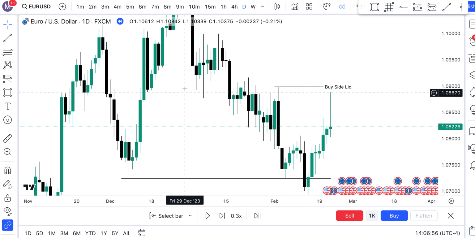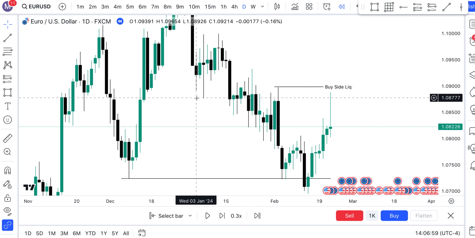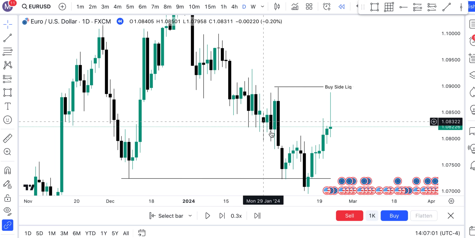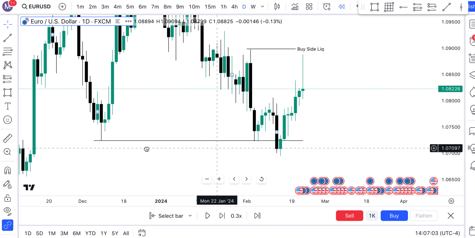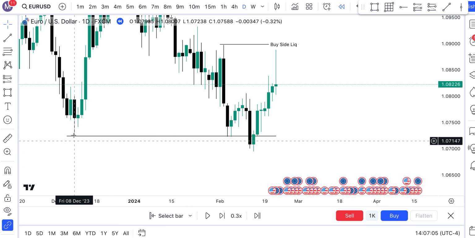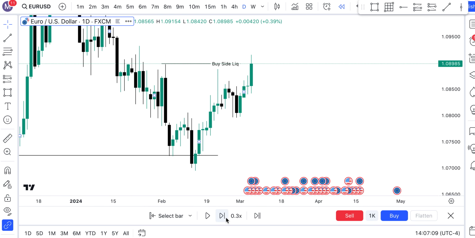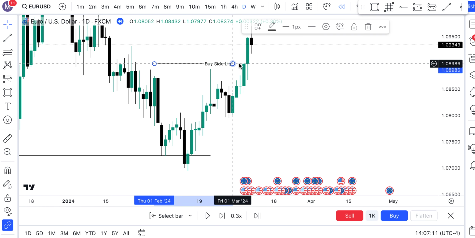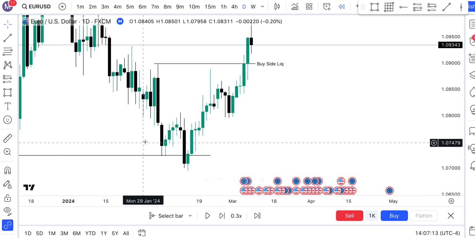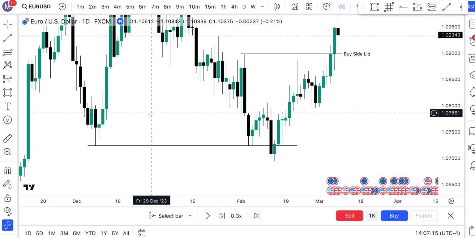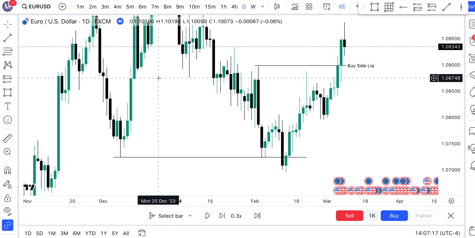We did not get a reaction off this low, did we? Because we carried on pushing down. Instead, we're getting a reaction off of this low, this sell side liquidity here. And we've just come and taken buy side liquidity. So this was the low that we should have been interested in and not this low.